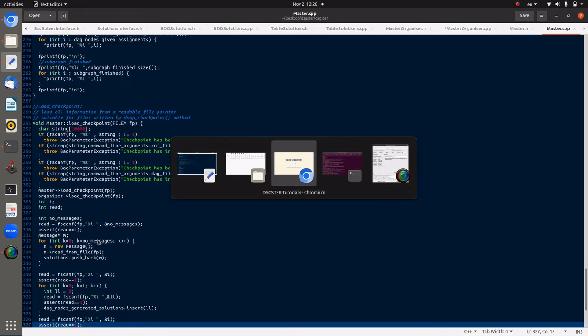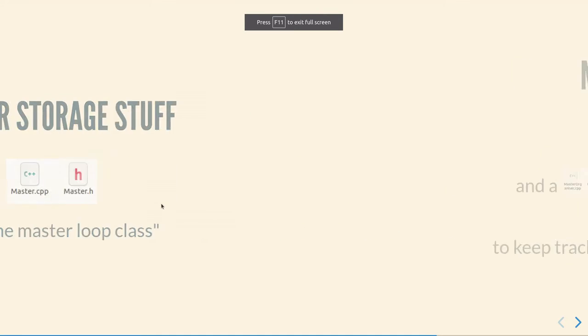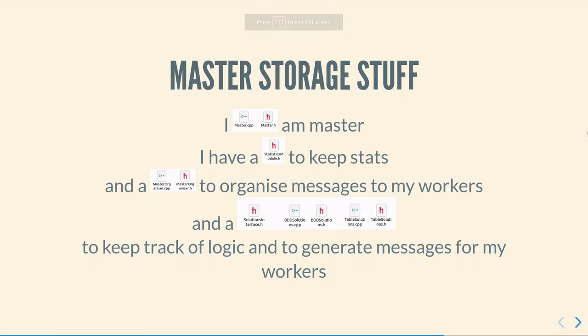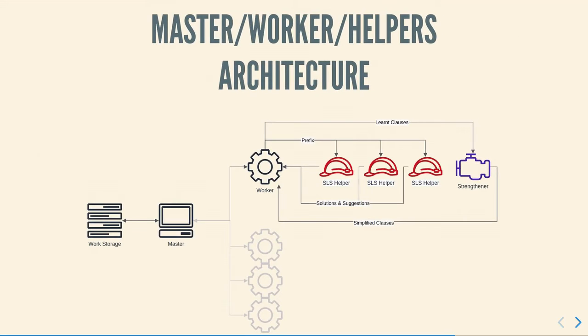It's a pretty big part of Dagster. So I am the master loop class. So I am the master. I have a statistics module to keep my stats, a master organizer to organize my messages between my workers, and a solutions interface, either instantiated as BDD solutions or table solutions, to keep track of the logic and to generate messages for my workers. Okay, so that's all of the information that happens between the master and the worker storage, and the work storage.